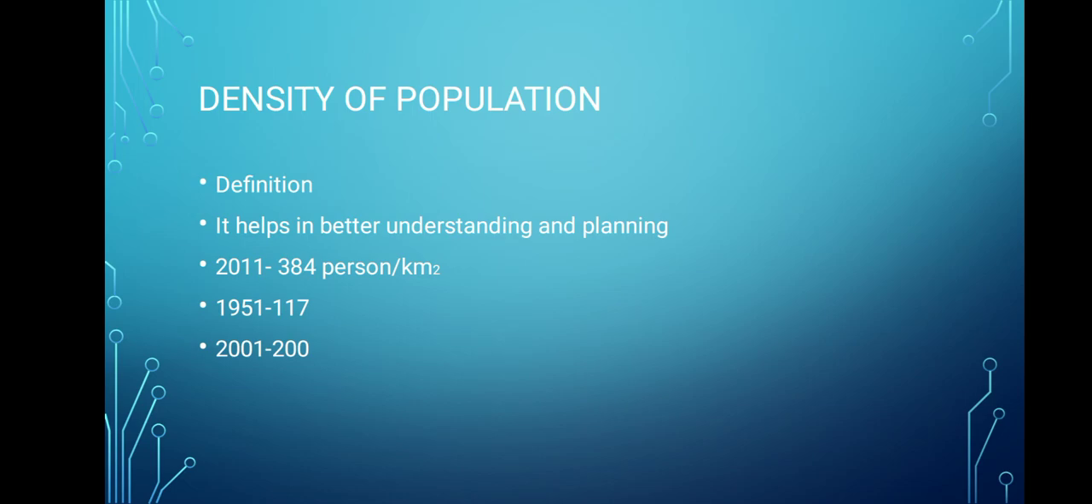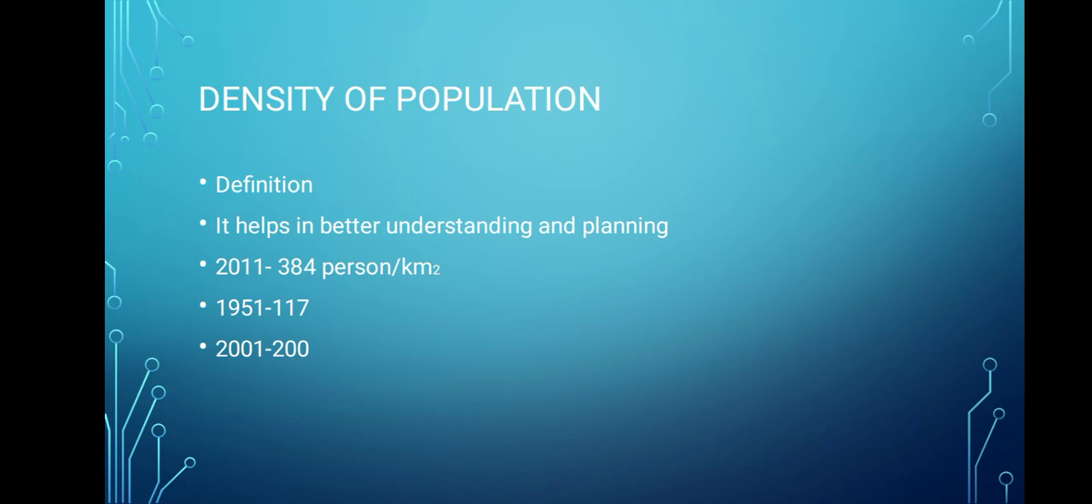This is called density of population. So, if we divide the total population of a particular unit by the area of that unit, this is the definition of density of population. If you divide the total population of India by the total area of India, you will find the average density of population in India. And the same thing can be done with a state or the world also.